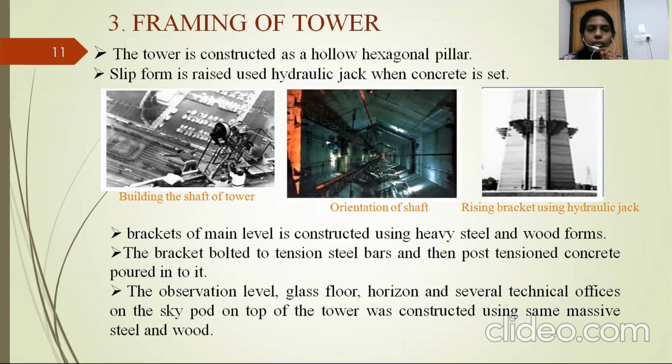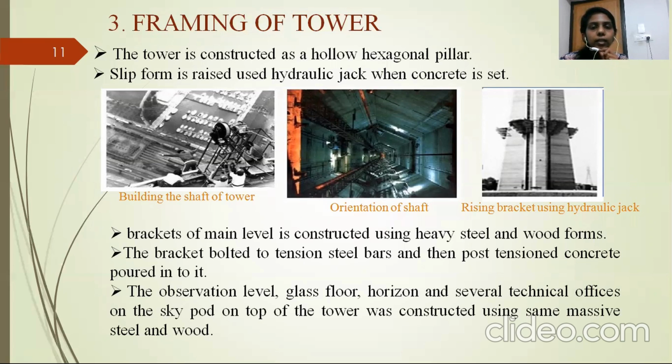When the concrete in the slip form was set and attained sufficient strength, the slip form was raised upward using hydraulic jacks. The figure shows the orientation of the shaft of the pillar and the building of the shaft of the tower. Then, in a similar manner, the slip form was raised upward to complete the construction of the entire pillar. The tapered shape of the pillar was achieved by reducing the size of the slip form when it moved upwards. For the construction of this pillar, it took about 53 cubic yards of concrete, and the total height of this pillar was about 335 meters.